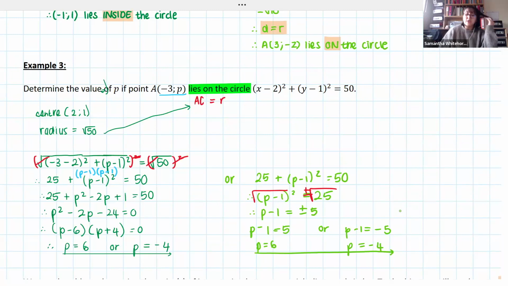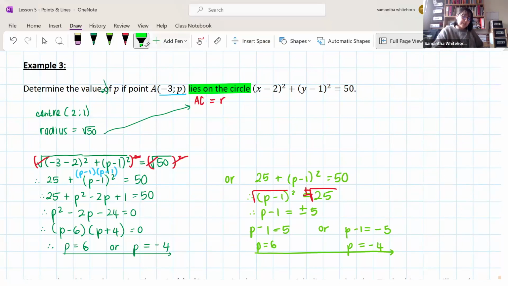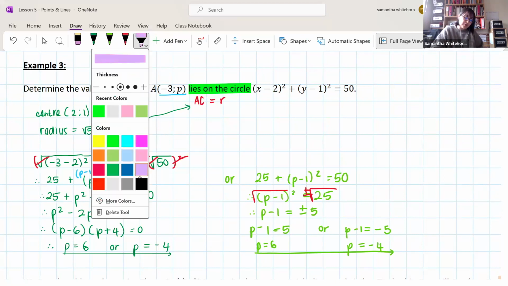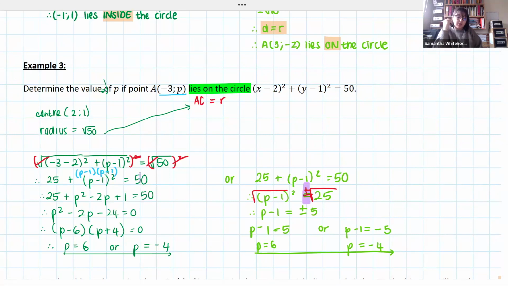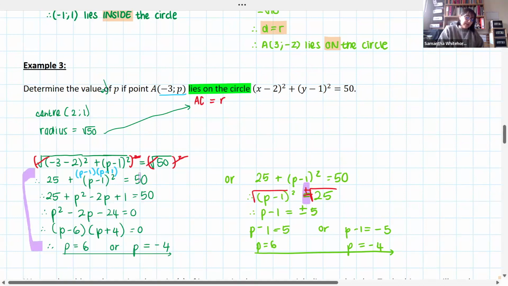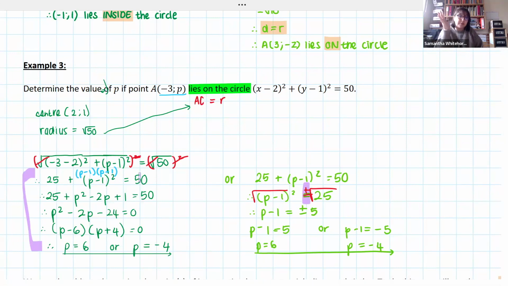So I don't really care how you choose to do it. However, if you're going to do the second method, you have to remember that plus or minus. If you don't remember that plus or minus, you are ignoring an entire solution and you're going to lose marks. So I would definitely recommend rather just distributing and then factorizing, but it is up to you. If you're comfortable and you know you're going to remember your plus or minus when you square root, that's absolutely fine.